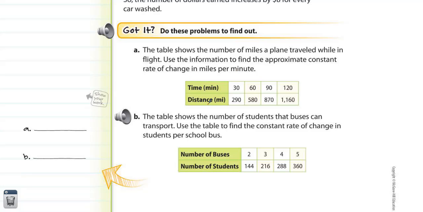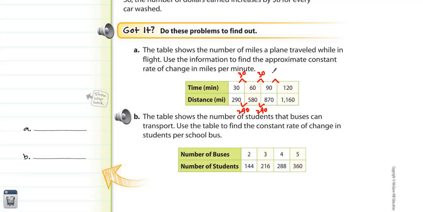So time and distance, which controls which? Well, time, the amount of time you travel, controls how far you go. The distance doesn't really control the time. So we're going to look at the change that's taking place. Here there's a change of 30 minutes. Here there's a change of 290. If you take 580 and subtract 290, you get 290. Here's another change of 30 minutes, and here's another change of 290.